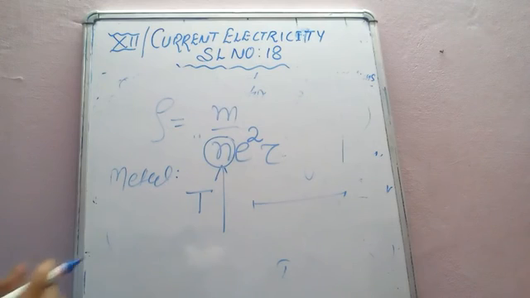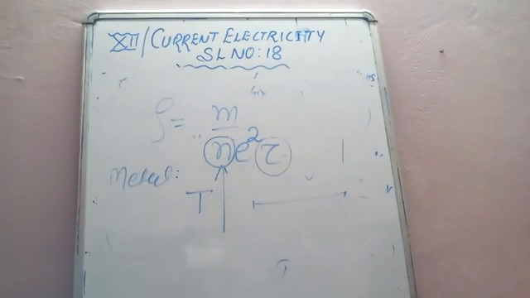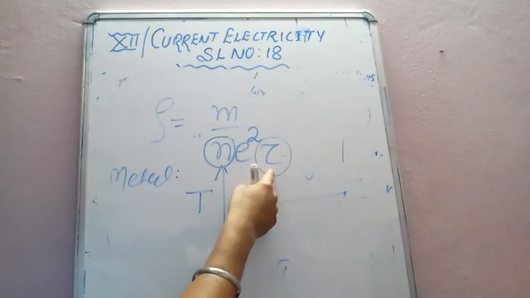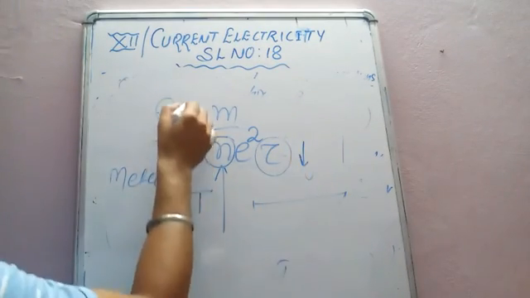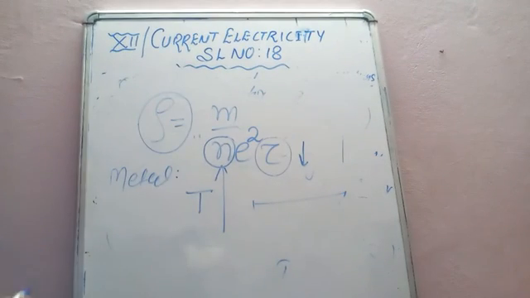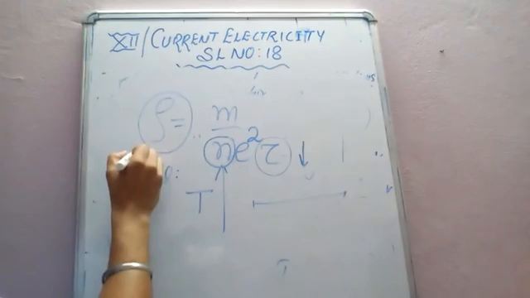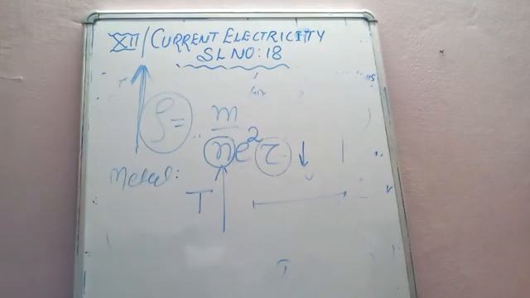But there is a change in this tau, the relaxation time. That is the time between two successive collisions. If temperature is higher, what happens to this? It will decrease. If this tau is decreasing, what happens to the resistivity of the metal? Very simple. The resistivity of the metal will increase. This is the first explanation.